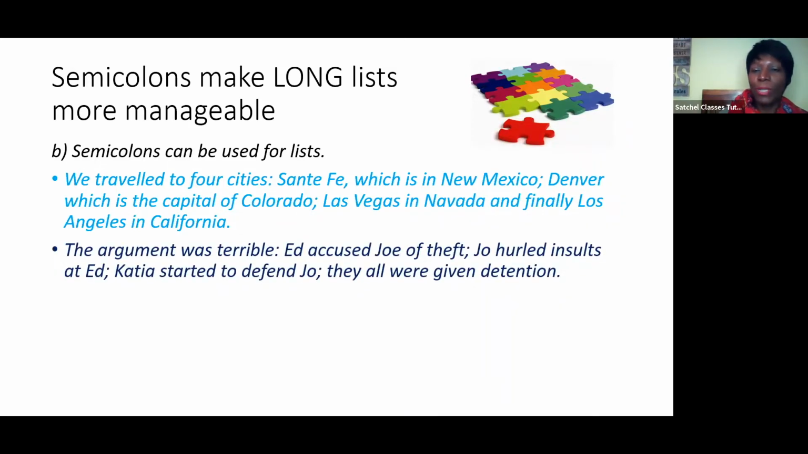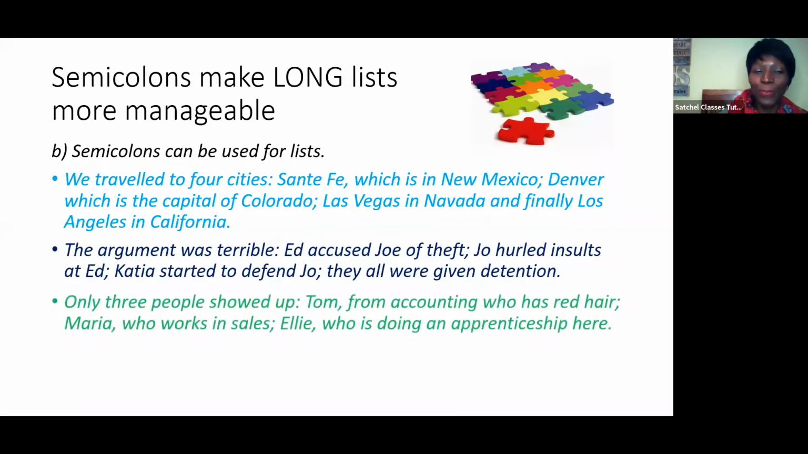The argument was terrible: Ed accused Joe of theft; Joe hurled insults at Ed; Katia started to defend Joe; they were all given detention. So you can see with this long list of all the things that are happening, and accusations and insults and defense and detentions being thrown around and given, that the semicolons make this list more manageable.